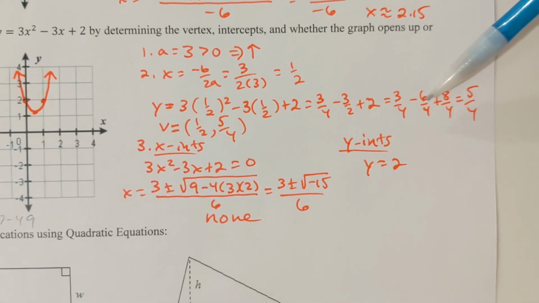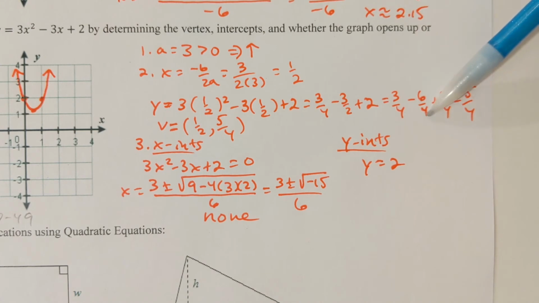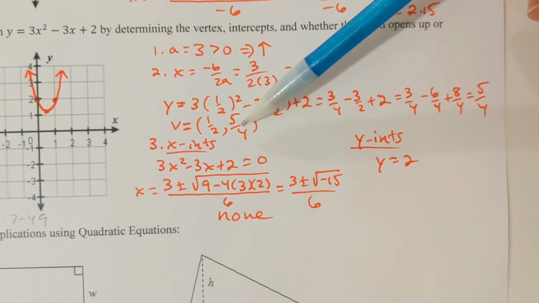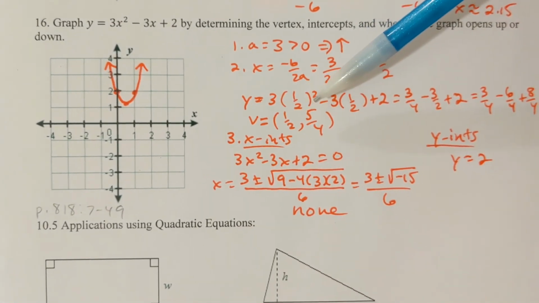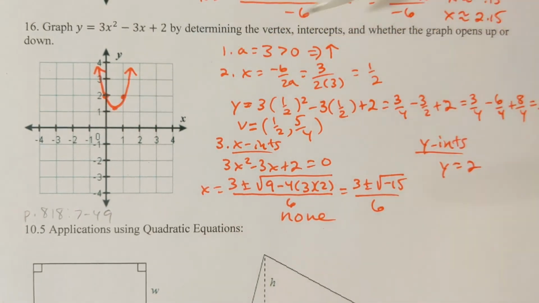Well, I'll want to get my common denominator there. So 3/2, that's the same as 6 over 4. 2, that's the same as 8 over 4. 3 over 4 minus 6 over 4 is negative 3 over 4, plus 8 over 4, that'd be 5 over 4. Or 5/4 would be the y value here. Okay, so 1/2, 5/4, that's going to be the vertex. That's the lowest point on the parabola.